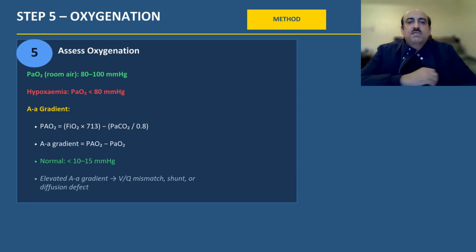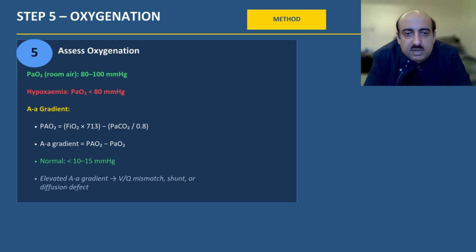Then once it is confirmed, you look at the alveolar-arterial gradient with this formula. The alveolar oxygen, PAO₂, is equal to FiO2 times 713, minus PaCO₂, which is on your blood gas, divided by 0.8. Remember, both PaO₂ and CO2 should be in millimeters of mercury. And then once we have this alveolar oxygen number, PAO₂, you calculate the A-a gradient by subtracting the arterial oxygen from the alveolar oxygen. Normal number should be less than 10 to 15.